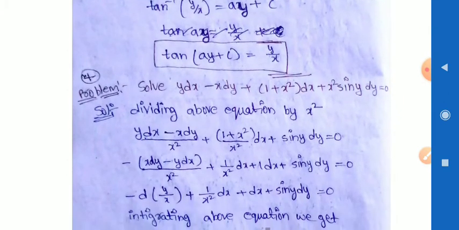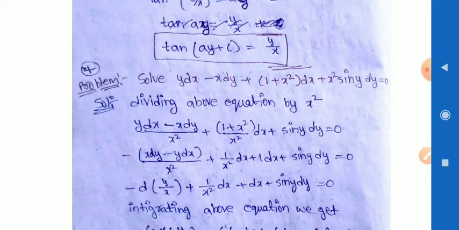Now another problem: solve y dx minus x dy plus 1 plus x square dx plus x square sin y dy is equal to 0. Now divide the above given problem by x square. We get y dx minus x dy by x square plus 1 plus x square by x square dx plus sin y dy is equal to 0.